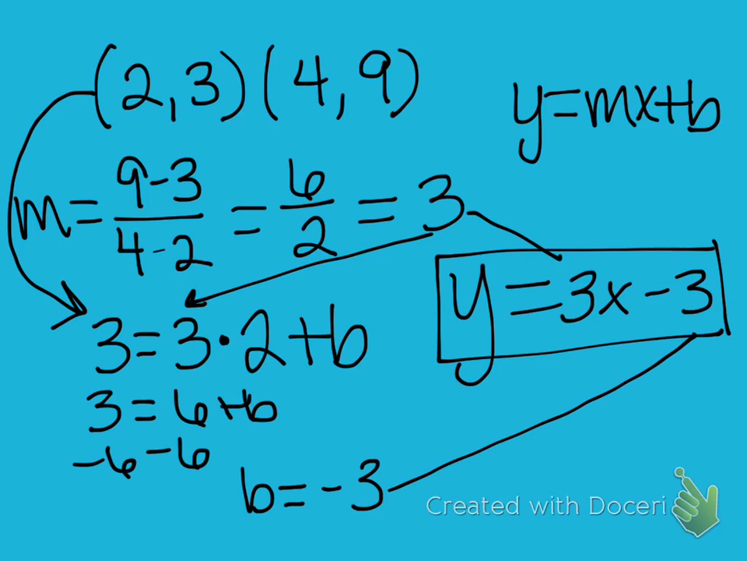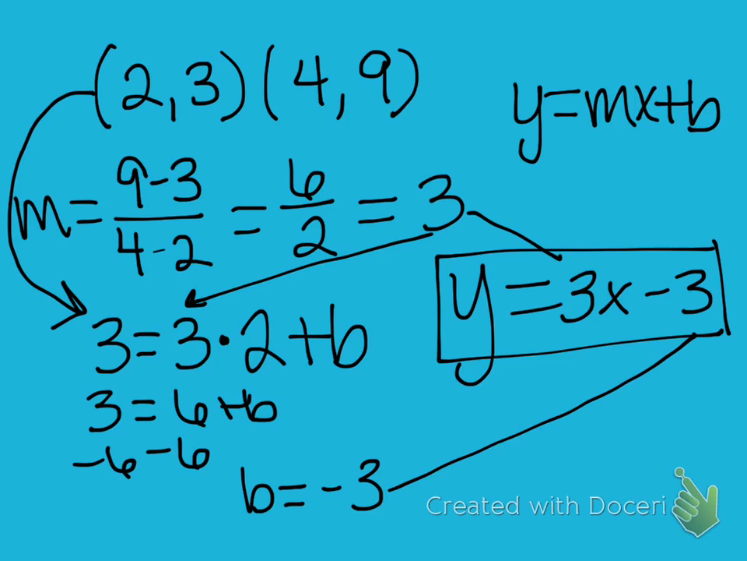Here's an example. If we are given the points 2, 3 and 4, 9, first thing that we have to do is find the slope. So we need to recall m equals y sub 2 minus y sub 1 over x sub 2 minus x sub 1. So finding our x's and our y's, y's go on top, x's on bottom. 9 minus 3 all over 4 minus 2. We simplify that. 9 minus 3 is 6, 4 minus 2 is 2. 6 divided by 2 is 3. So our slope, or m, equals 3.